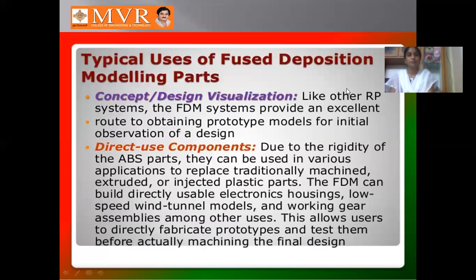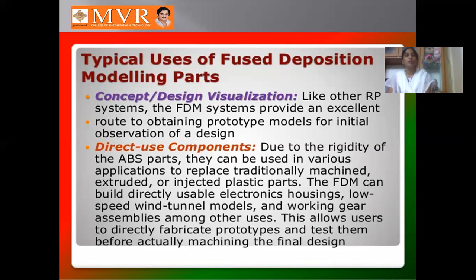Okay, next, typical uses of fused deposition modeling parts. We are taking first one, concept design visualization. Concept design visualization means that, like other RP systems, the FDM systems provide an excellent route to obtaining prototype models for initial observations of a design.